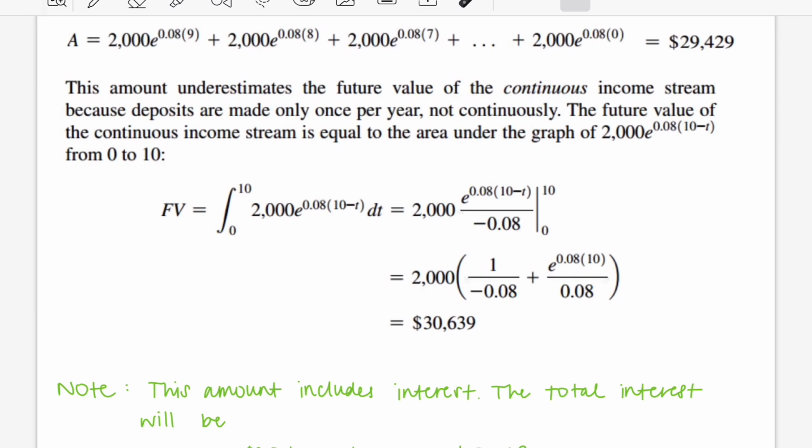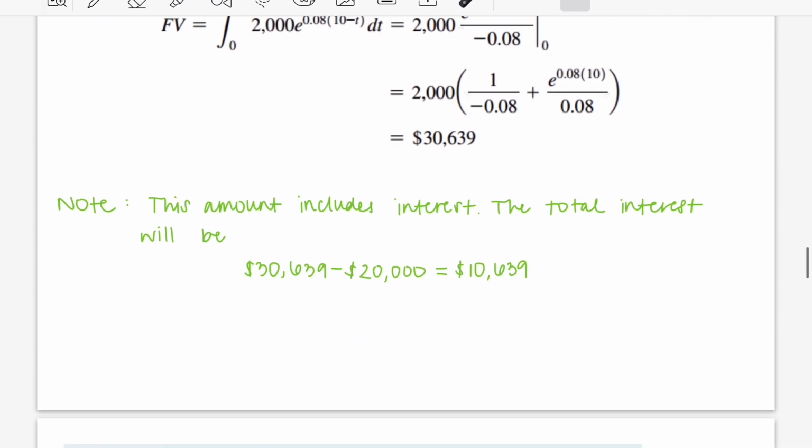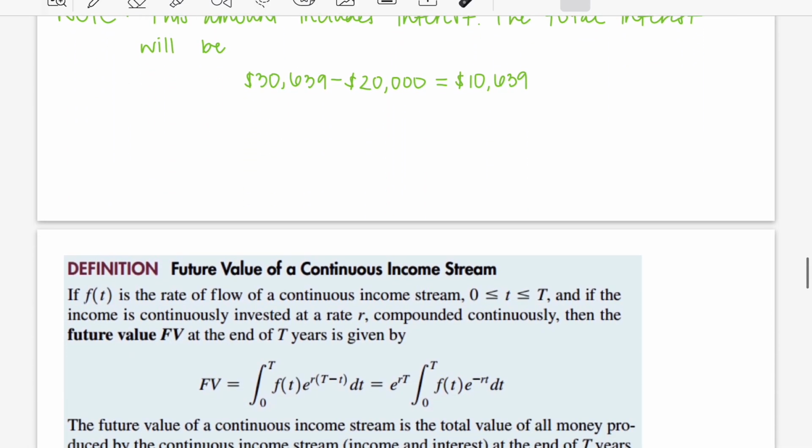All right, so this brings us to this definition here of the future value of a continuous income stream. If f of t is going to be the rate of flow of a continuous income stream over this interval here from 0 to T, and if the income is continuously invested at a rate r, compounded continuously, then the future value FV at the end of T years is going to be given by this definite integral here.